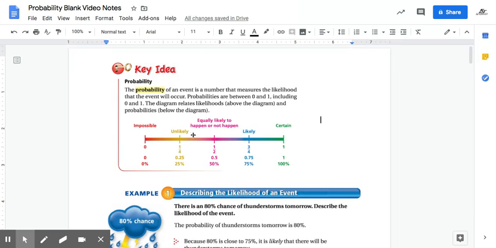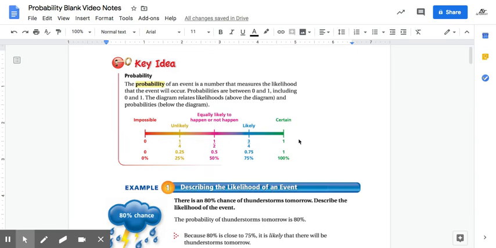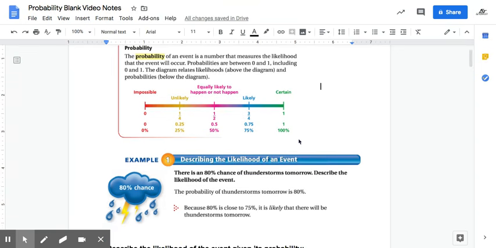These are all the vocabulary words that we're going to use to represent the likelihood of an event occurring. We are going to look at different probabilities and determine the likelihood of the event by using this probability scale. So let's look at example 1.